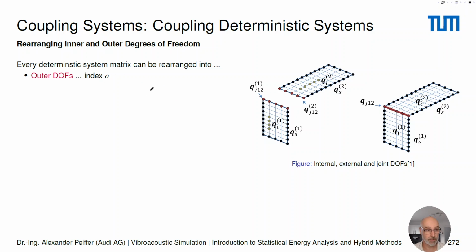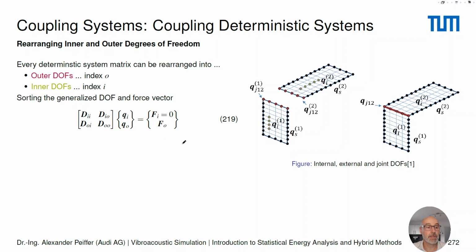I have some outer degrees of freedom, which are the boundary, which can interact with other systems. And we have some inner degrees of freedom, which are somewhere in the mesh of our finite element system, but we never have a chance to excite them or to connect them to any other points. This is why we definitely know that the external excitation must be zero for those specific nodes.